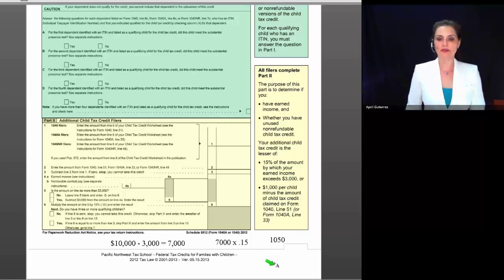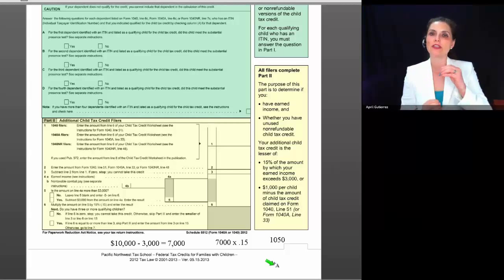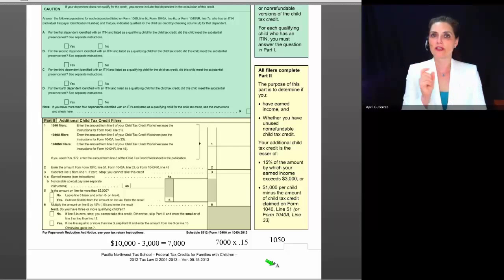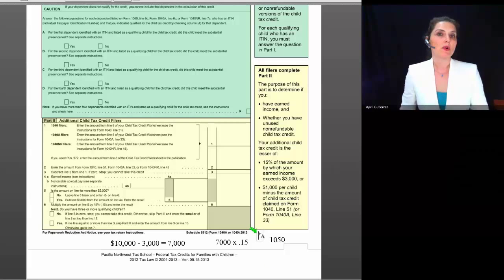That's the net result there. 7,000 times 15% is $1,050. If I have one qualifying child and my tax liability up on line 55 is zero and I did not use any of my child tax credit up above, then the maximum child tax credit I could possibly qualify for is $1,000. This formula gives me $1,050, but I won't get $1,050.